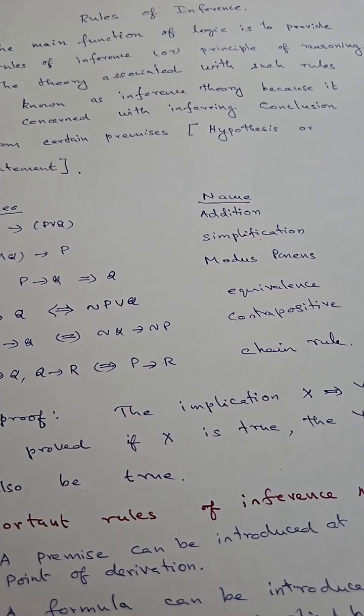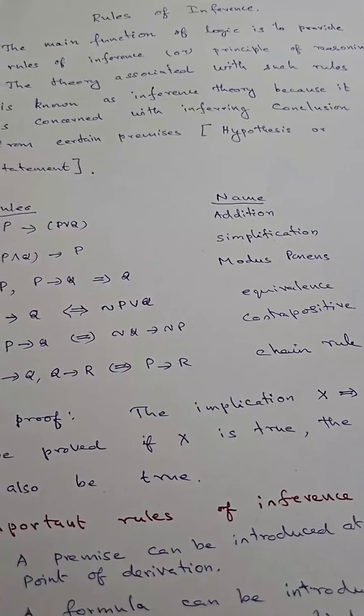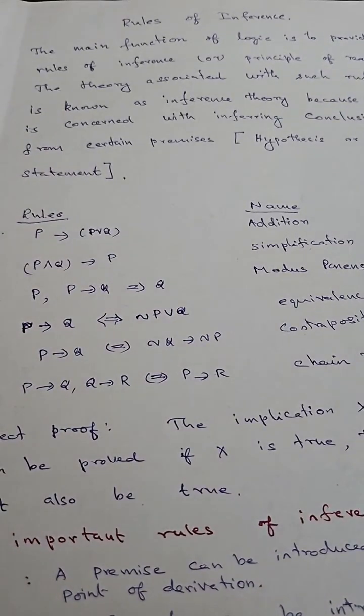The rules which we are using for deriving a proof from the given theorem are as follows. The first rule is, if P is true, then P or Q is true. That is, P is a premise, P or Q is a premise. This law we call the addition law.